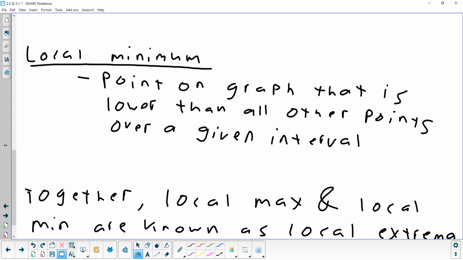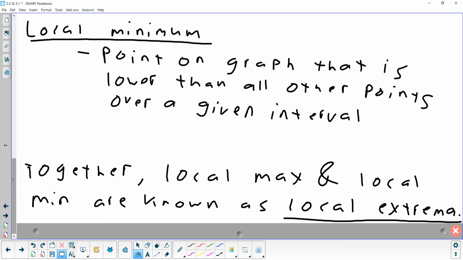And together, if I ask you on the test or in the homework to find the local extrema, that just means tell me all the local maxes and mins. I'm not going to do both a max and a min. Let's do one of them, just to make sure people understand the difference between what the maximum is versus where the maximum is. There's a difference between those two questions.